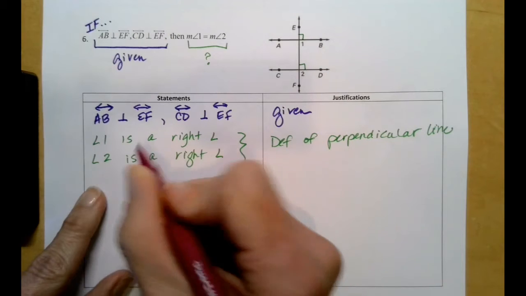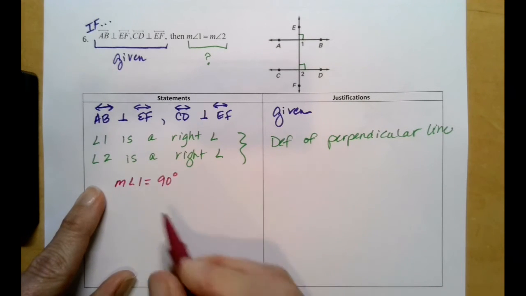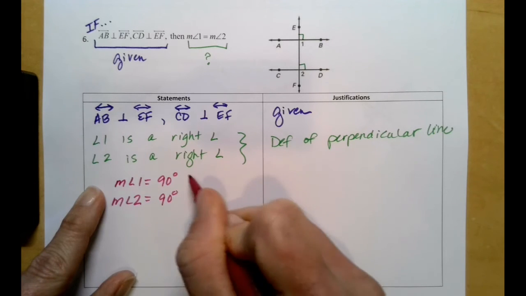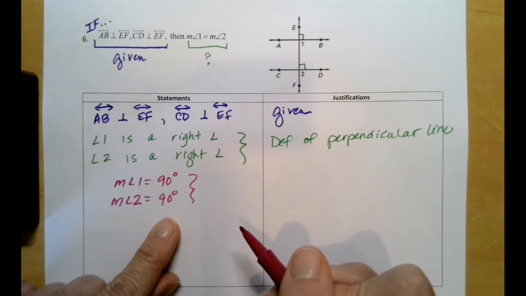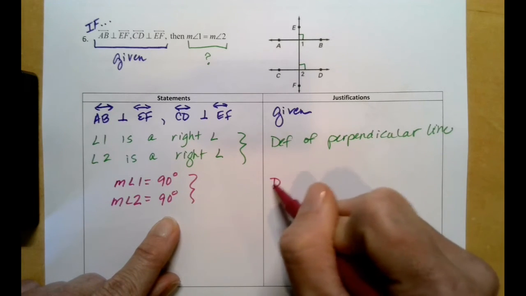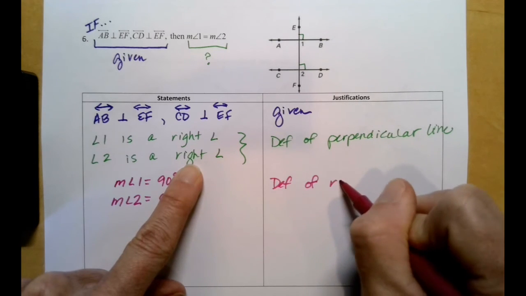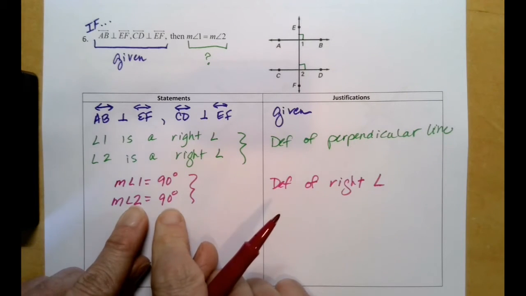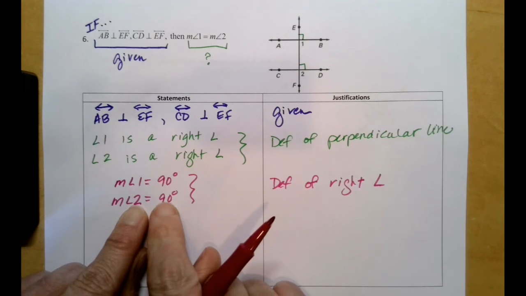All right, so then we're going to go ahead and say the measure of angle 1 is equal to 90 degrees, and the measure of angle 2 is equal to 90 degrees. And of course, we know this because, how do we know that? Because that is my definition of a right angle. If I'm going to take the time to say it's a right angle, then I got to say, oh, by the way, the measurement of a right angle is 90 degrees.